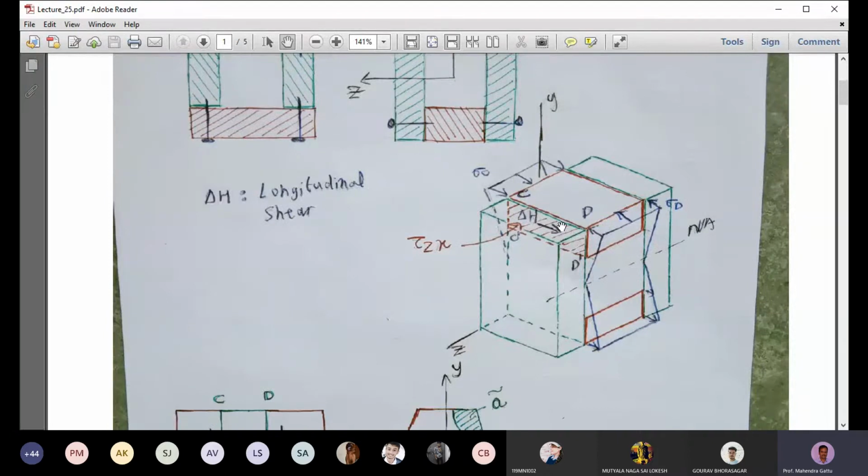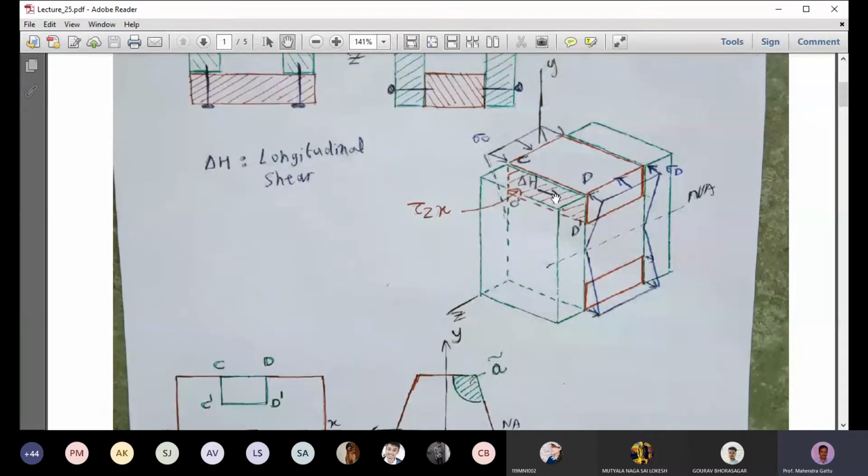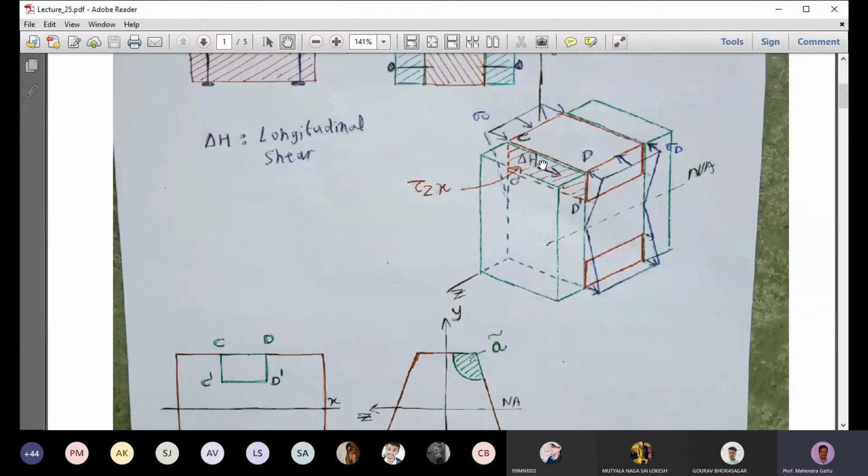The surface is perpendicular to the z-axis. So whatever shear stress we get on that surface, we will denote it by tau. Since the surface is perpendicular to the z-axis, we have the subscript z, and the direction is along the x-axis, so we have x. So we have tau zx.